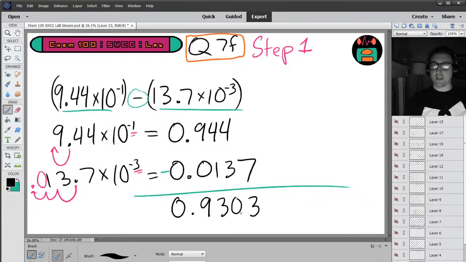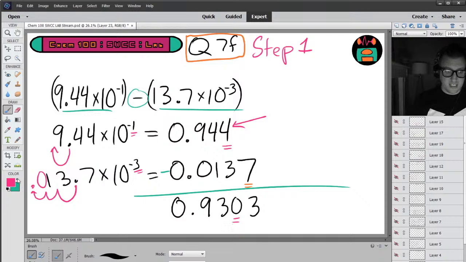So that's what my calculator is telling me. Now we have to apply the rules for sig figs. When you look at the precision of these two numbers, 0.944 has its last significant digit in the third decimal place. 0.0137 has its last significant digit in the fourth decimal place. Our precision has to reflect our least precise number, so its last significant digit needs to be in the third decimal place.